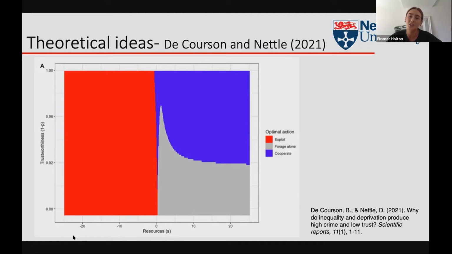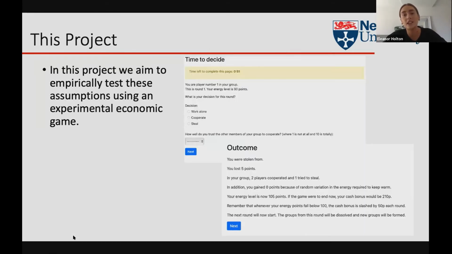So if you don't trust that others will cooperate and it's likely that you will be exploited against, it's best to avoid interaction altogether. So this has produced some really novel insights, particularly for the relationship between resource level, fitness, exploitation and trustworthiness. So what we wanted to do in the work that I have been carrying out was empirically test these assumptions within the context of an experimental economic game.